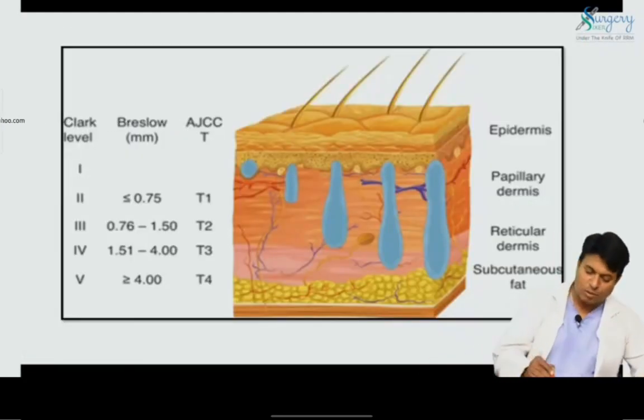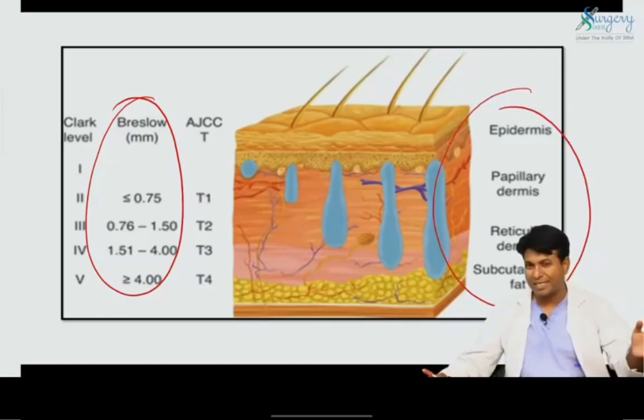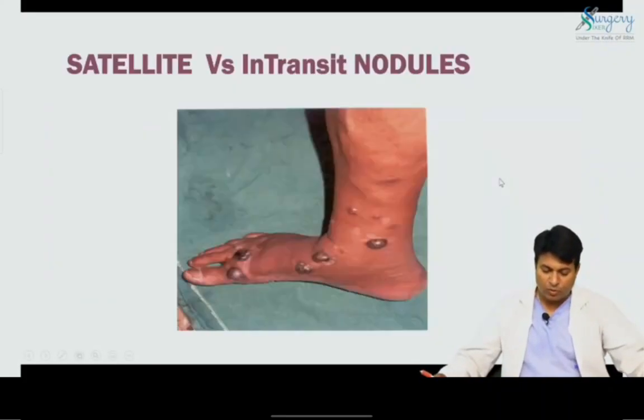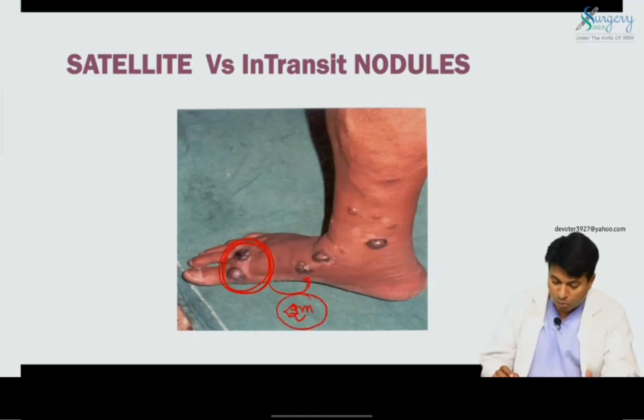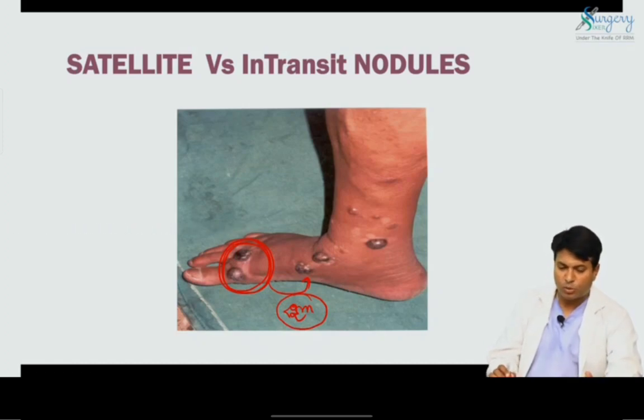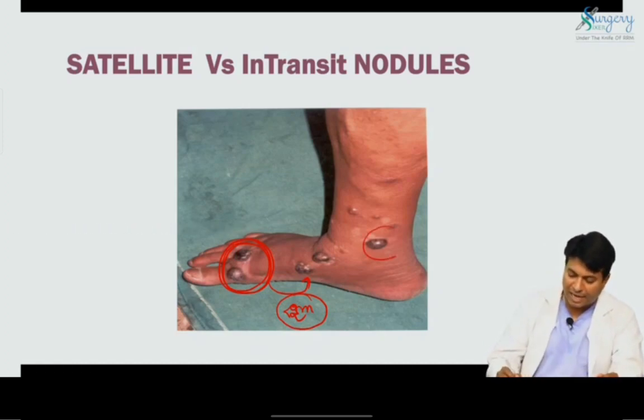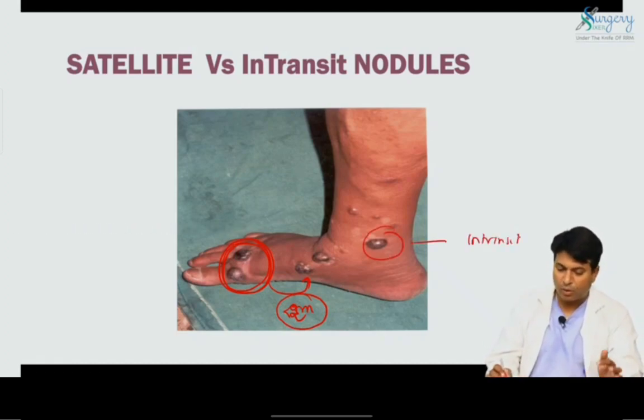Please don't forget Breslow's thickness and Clark's level of invasion. There are two types of classification: Breslow's 4 types, Clark's 5 types. Okay, so we have to do treatment. This is a typical mole, melanoma, and nodules within 2 cm are known as satellite nodules. More than 2 cm are known as in-transit nodules. Please don't forget this. This is a typical picture showing the satellite nodules and in-transit nodules. Both are mentioned in this picture.